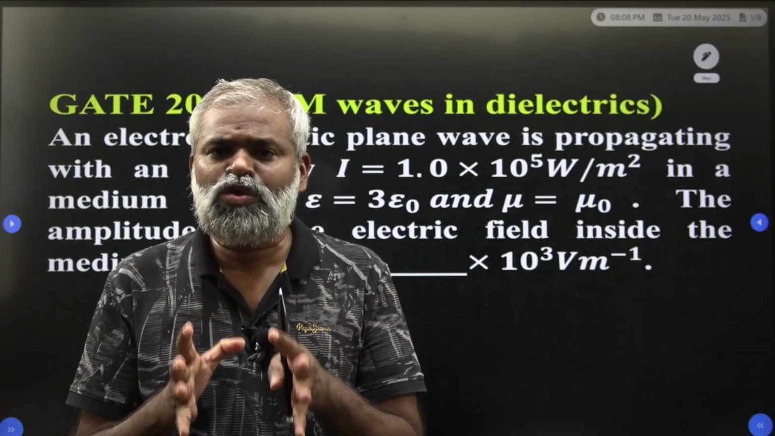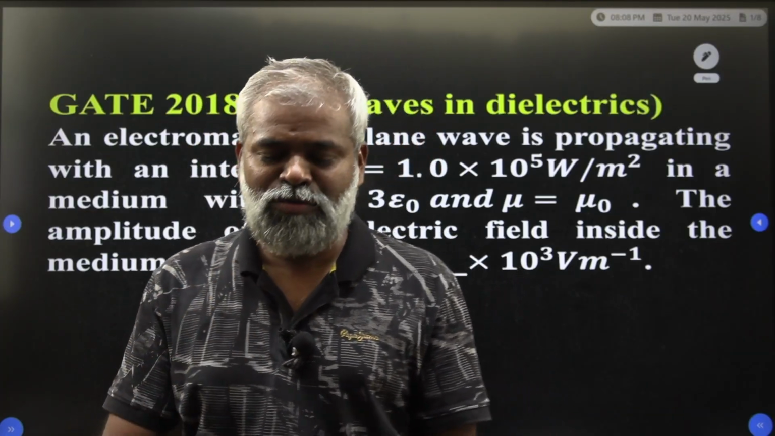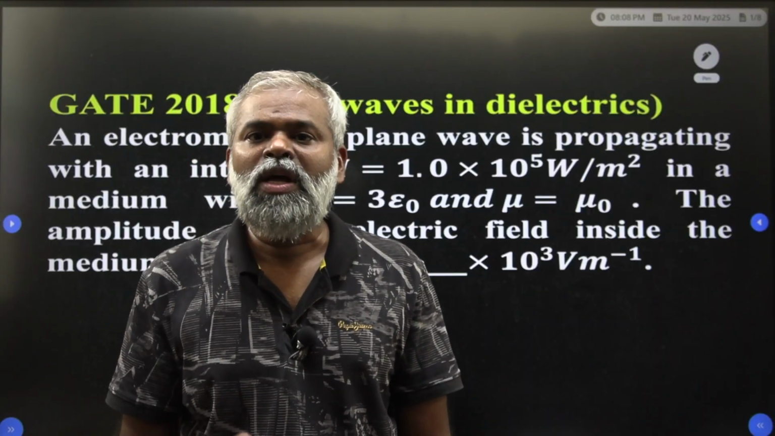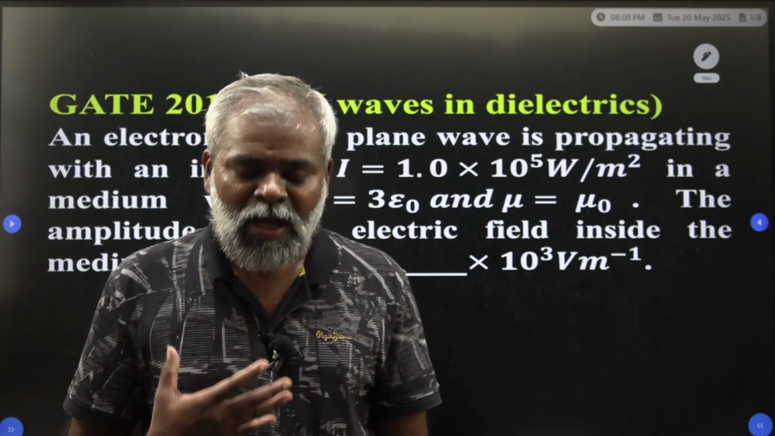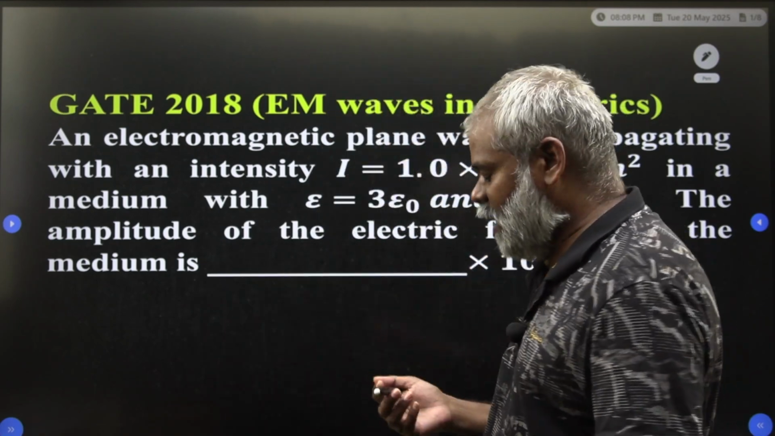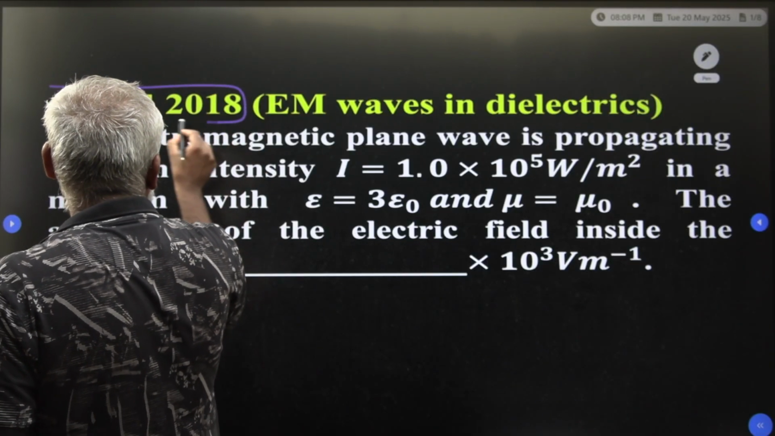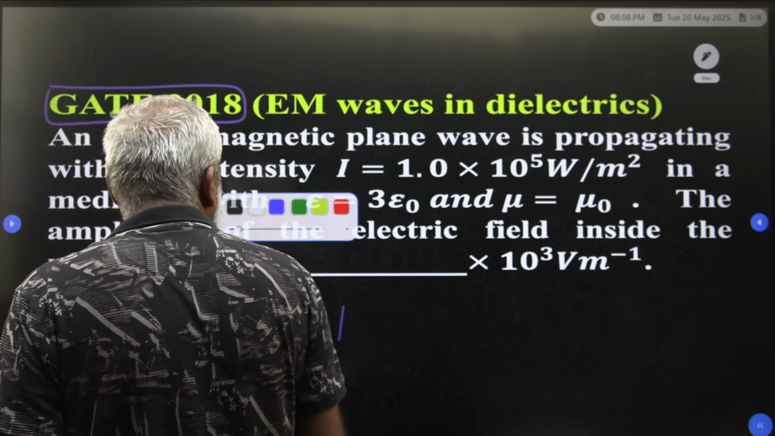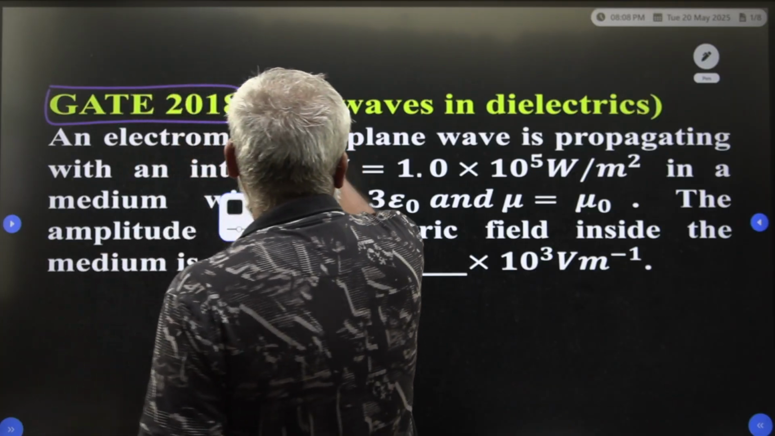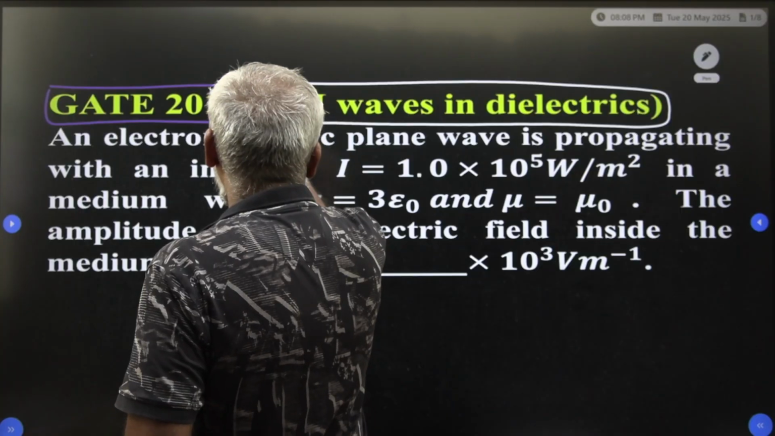But I have to choose 2 questions. One question is this, and one more question I have to teach and I will upload for you. Based on the areas your questions come from, I took these questions. Once you have to see GATE 2018, electromagnetic waves in dielectrics. This topic belongs to electromagnetic waves in dielectrics.